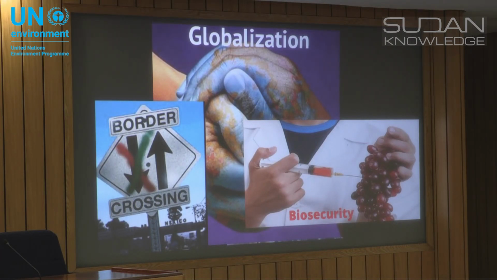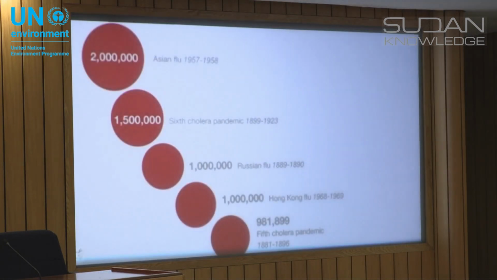With biosecurity, it's also a big thing, all these products that are coming from somewhere else. As you hear from Egypt, we get all these vegetables in Sudan that people suspect could be contaminated. So biosecurity is another area within globalization that needs to be looked at.